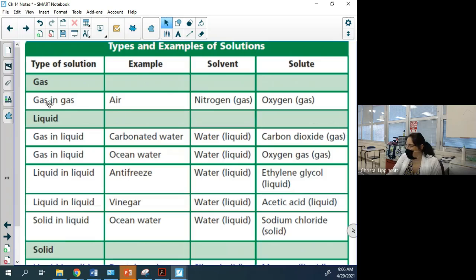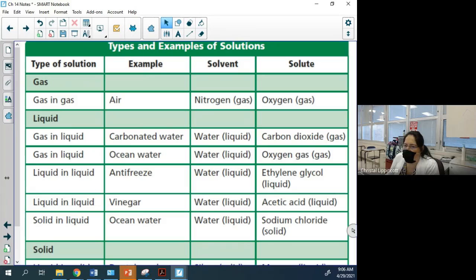All right, here's a table that shows you examples of this, like air, for example. Gas and a liquid, this would be like your pop, where you have water and gas combined. Gas and a liquid, again, ocean water: the oxygen that the fish breathe in water is actually dissolved in that water, okay? So a common misconception that people have is that the fish take the water molecule and chemically break the oxygen off. That's not what happens.